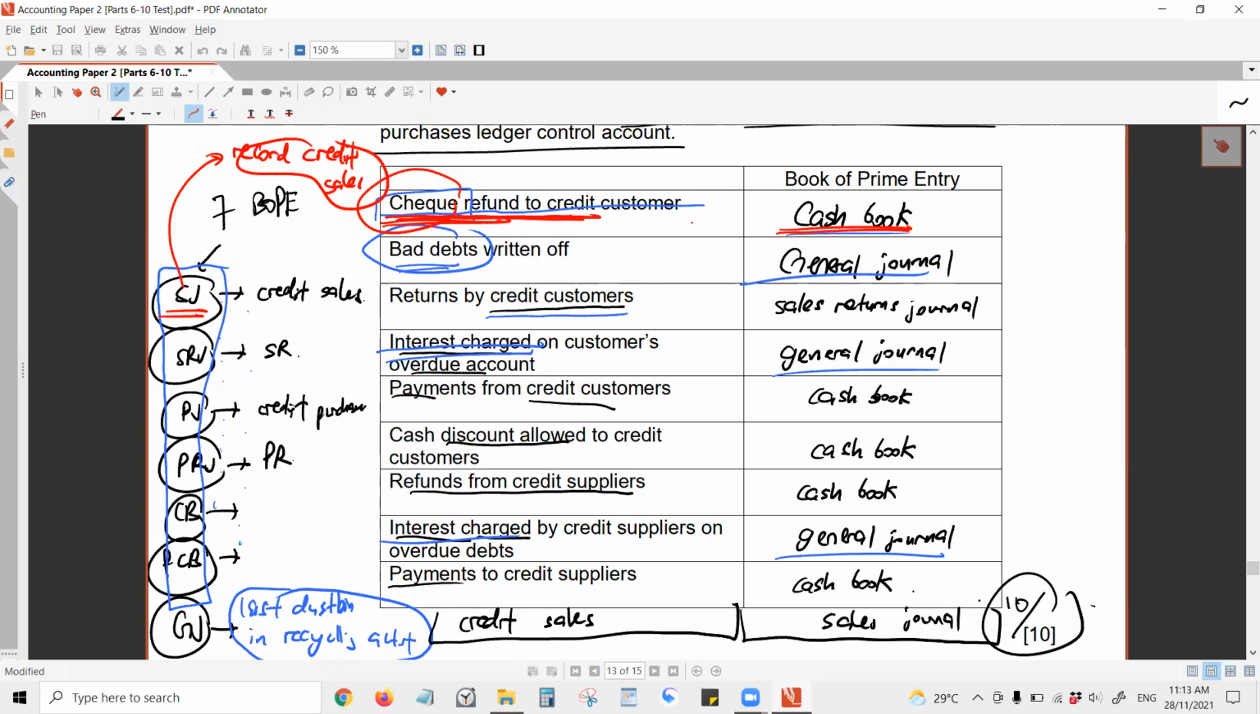So this table is quite easy to do, unless you have forgotten the names of the books of prime entry. Therefore you must remember the names of the 7 books of prime entry. 1, 2, 3, 4, 5, 6, 7. Okay, we see the next question.